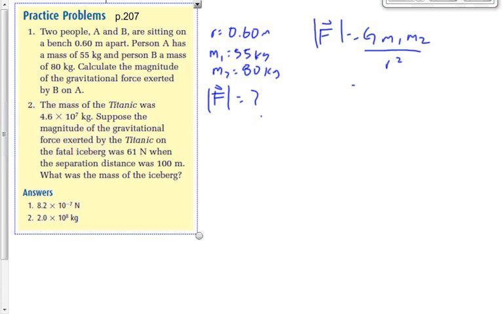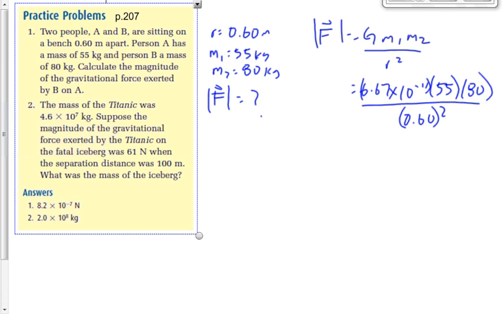That's 6.67 times 10 to the minus 11 times 55 times 80 over 0.60 meters squared. Now, which force am I finding? We were asked to find the force of B on A. Am I finding B on A right now, or am I finding A on B?